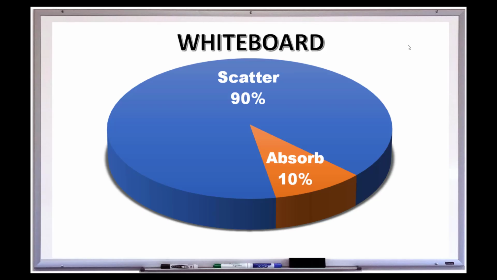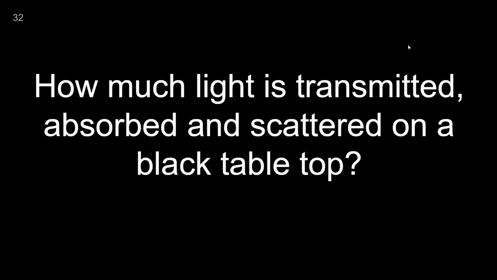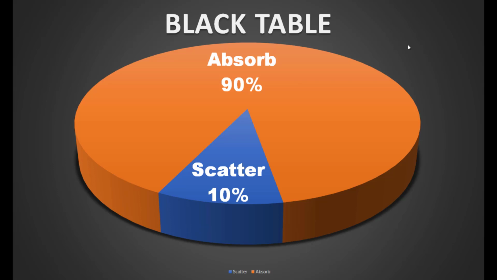So how much light would you expect to be transmitted, absorbed, and scattered on a whiteboard? On a whiteboard, we would expect most of the light to be scattered and a little bit of the light to be absorbed. How much light would be transmitted, absorbed, and scattered on a black tabletop? On a black tabletop, we would expect most of the light to be absorbed and a small amount to be scattered.